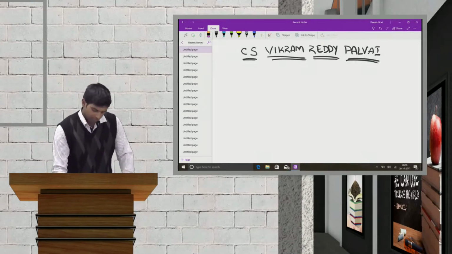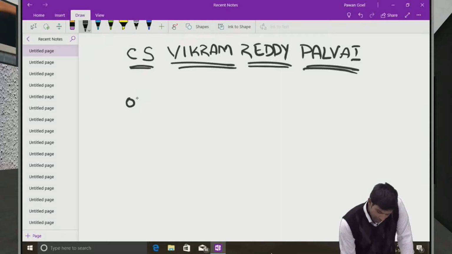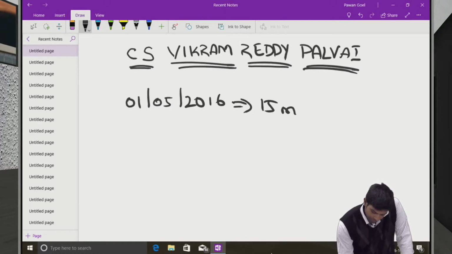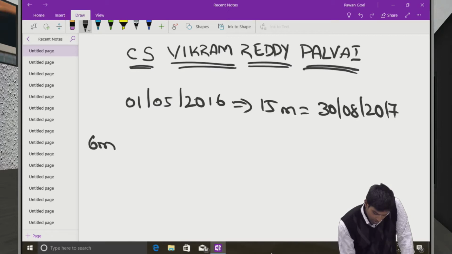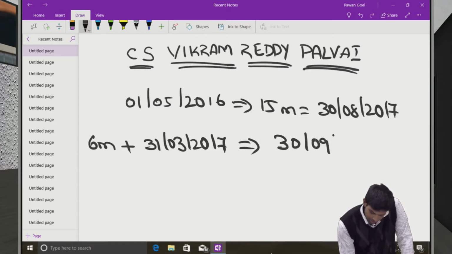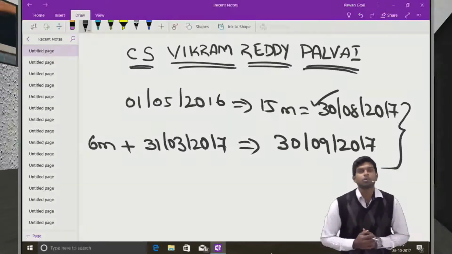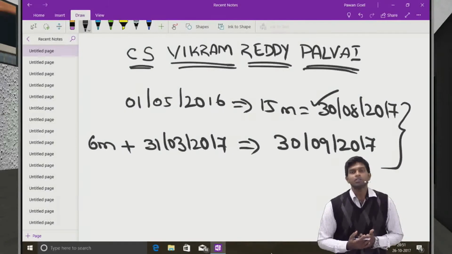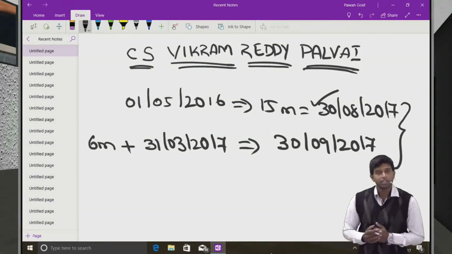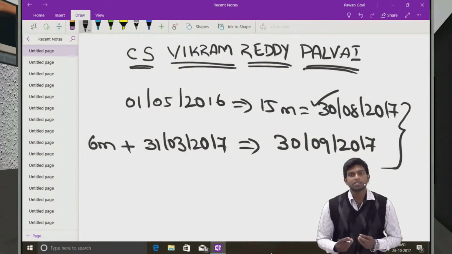For example, let's suppose my AGM for the last financial year was on 1st May 2016. So 15 months from here would be 30th August 2017, and 6 months from the end of the financial year, that is 6 months from 31st March 2017, would come to 30th September 2017. Earlier among both. So in this case, 30th August 2017 would be the due date to conduct an AGM for the financial year 2016-17.